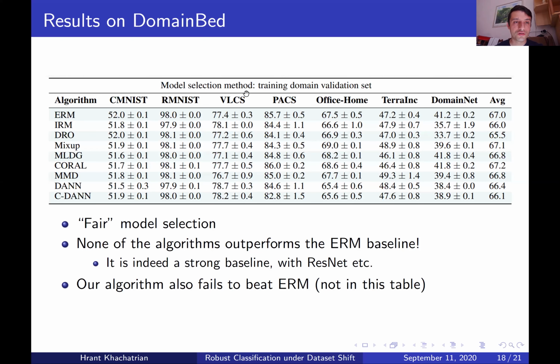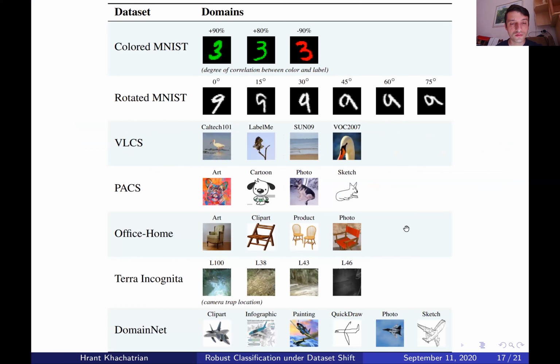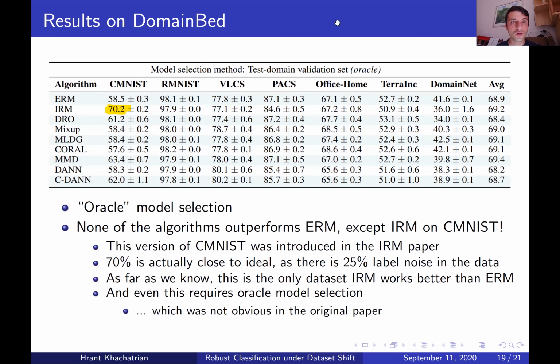And the reason is that these generalization data sets are very complicated. It's really hard to take only 3 domains and to generalize to an unseen domain here. They did one more experiment with Oracle. So imagine you have access to some test data and you can pick your model accordingly. Again, none of the algorithms outperforms ERM, with one exception.